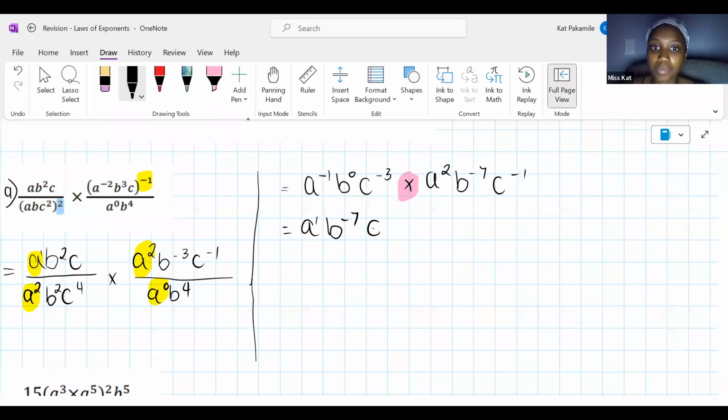Yes, negative 4. Now it's easier to deal with the negative exponents. Do you see that? Yes, ma'am. So tell me what's going to happen with these. Now you put them over. So you're going to say a to the power of 1 over b to the power of 7, c to the power of 4. Beautifully done. Absolutely beautiful. Okay, I love it.